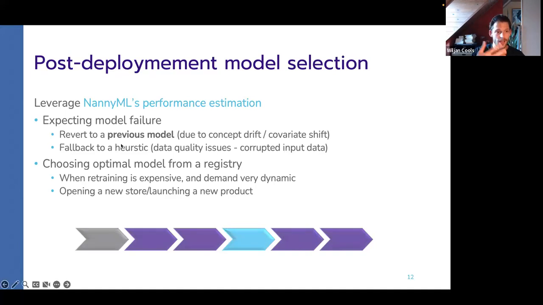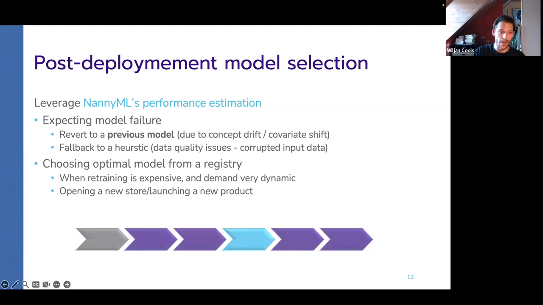So when they're expecting a model failure, like what I just explained before, you add inference time while the model input is made available, and you measure the estimated performance, and you know that it's already not going to be that performant, you can revert back to a previous model, because there either might be some concept drift or there might be some covariance shift happening.